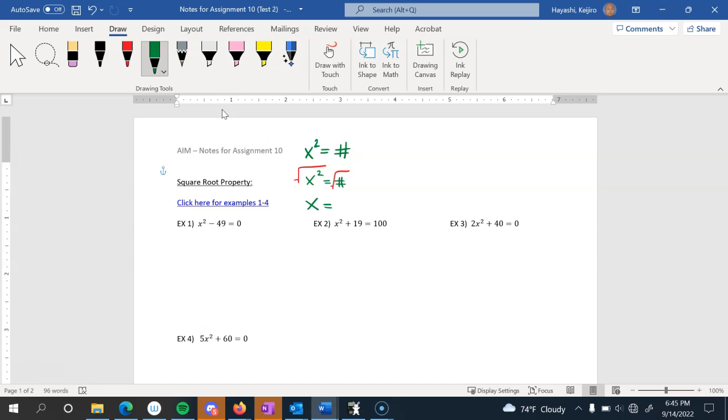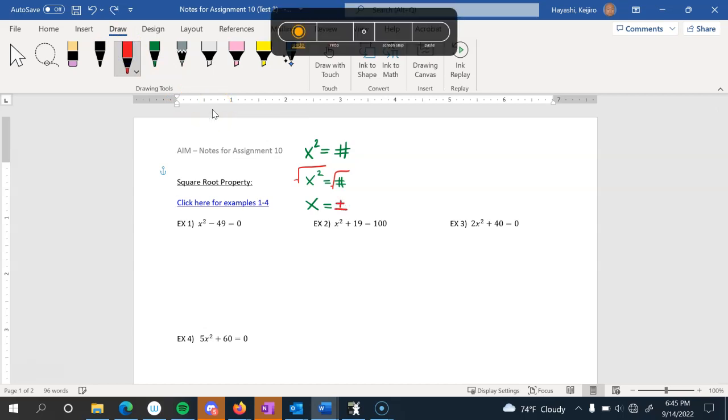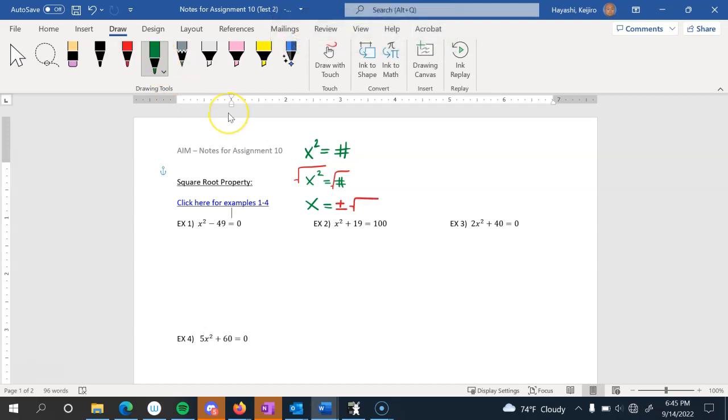And I say square roots because there's going to be two: a positive square root and a negative square root. You can simplify this by just writing plus or minus the square root of whatever number you had. It's a little weird seeing it there with the number sign, or the pound symbol, the hash symbol.